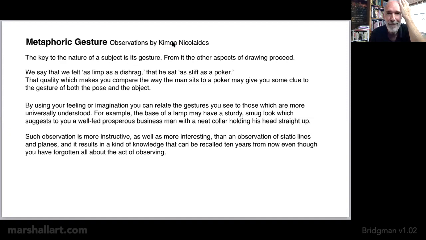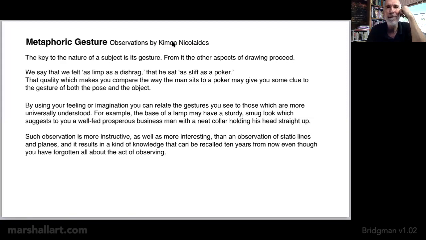All right. From it, the other aspects of drawing proceed. He said that's the most important thing. We say that we felt as limp as a dish rag, that he sat as stiff as a poker. That quality which makes you compare the way a man sits to a poker may give you some clue to the gesture of both the pose and the object.